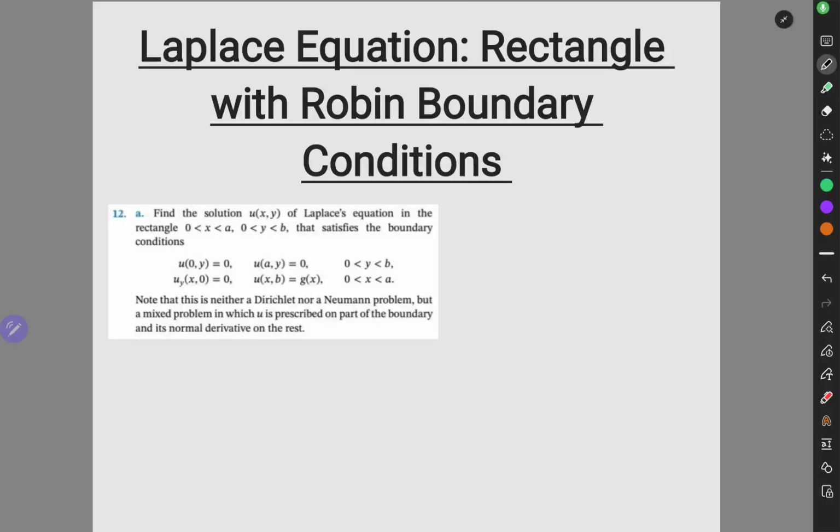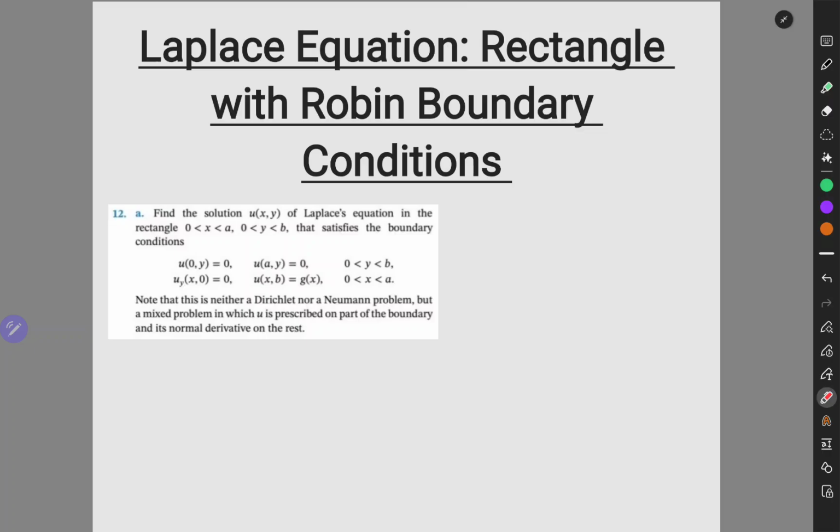Welcome back. This will be our last video on the Laplace equation with a rectangle. In this case, we're going to look at some mixed boundary conditions. As you can see here, we have 1, 2, 3 Dirichlet boundary conditions and 1 Neumann. So it's a mixed, which is also known as Robin problem.